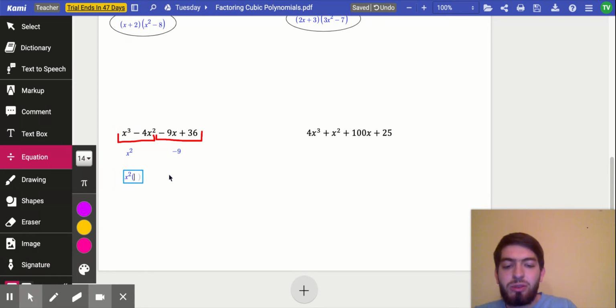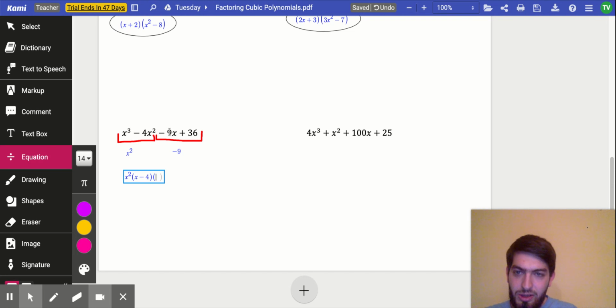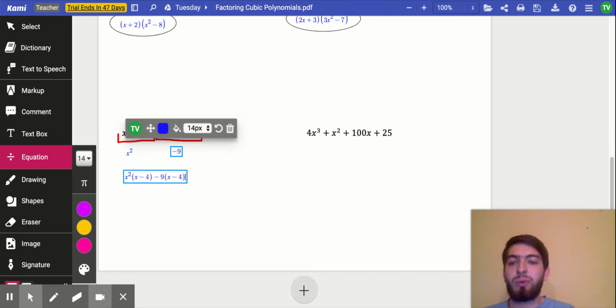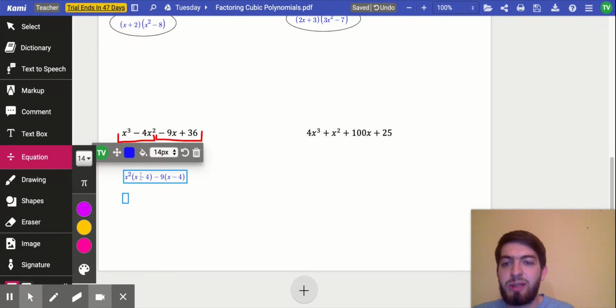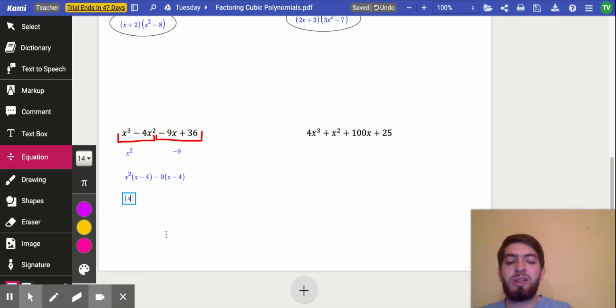So when we factor out the x squared, we divide it out. X to the third divided by x to the second gives us x. Negative 4x squared divided by x squared. These cancel and just give us minus 4. Over here, we are factoring out the minus 9. So negative 9x divided by negative 9 gives us just x. And 36 divided by negative 9 gives us negative 4. So we double check our work now by seeing that x minus 4 matches exactly with x minus 4 here, meaning we can factor it out and be left with x squared minus 9.